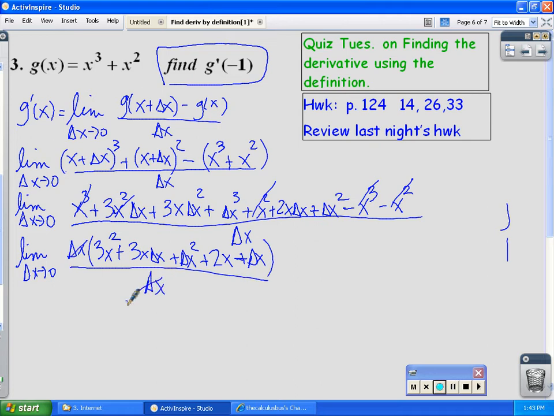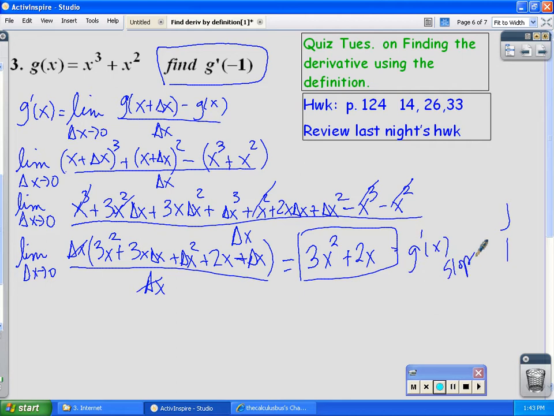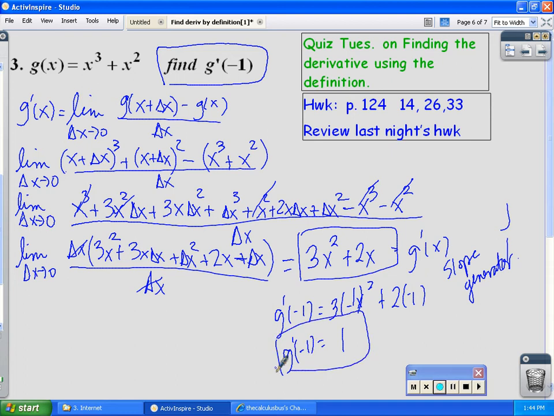Now I can substitute 0 in place of all of the delta x's. And when I do, notice here I'm finding the limit, so I don't have to write that anymore. I get 3x squared plus 2x, which is my derivative, so this is equal to g prime of x. It is my slope generator. The ultimate question was find the derivative at -1. So I'm going to substitute -1 in place of x. Which will give me 3 plus, wait, something went wrong here. Oh, I'm getting -1. So I get 3 minus 2, which is 1. So the slope of the line tangent to the curve at -1 is 1. So that's basically how you find the derivative using the definition.